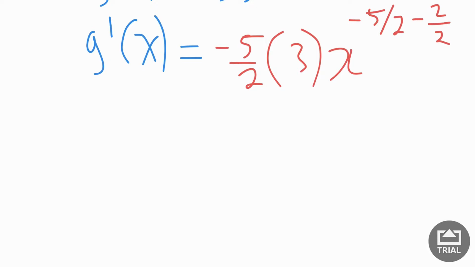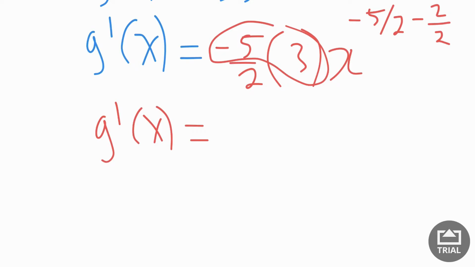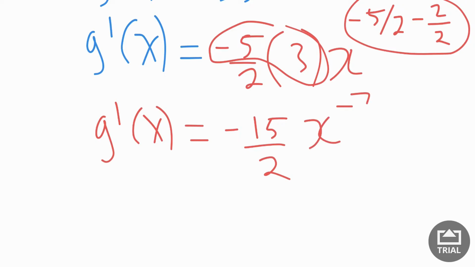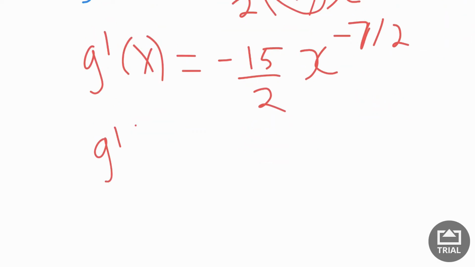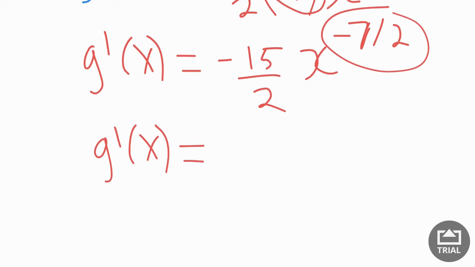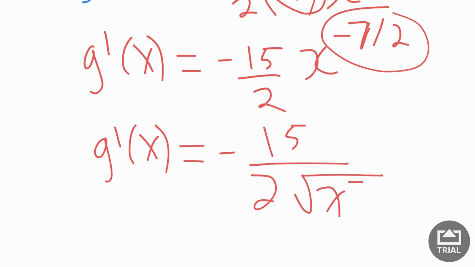This is a pretty tricky one. So g prime of x then equals, if I start simplifying here, negative 5 times 3 is negative 15, so negative 15 over 2, and negative 5 over 2 minus 2 over 2 is x to the negative 7 over 2. And finally, I can rewrite that as a radical. The negative means it's going to go on the bottom. The 2 represents the square root, and 7 represents the exponent. So negative 15 over 2 root x to the 7th.